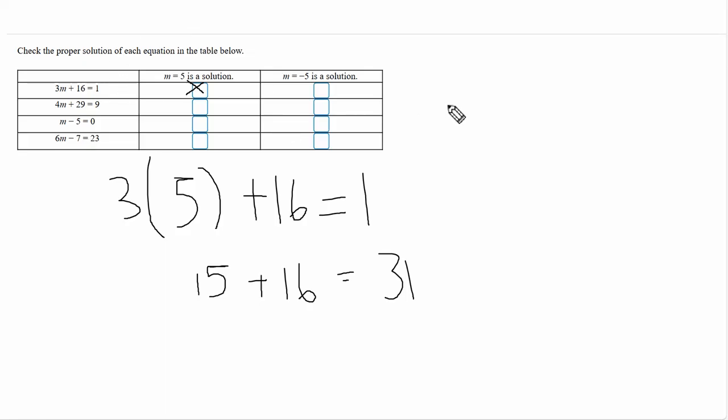Let's now solve the other side. 3m minus 5 plus 16 is equal to 1. Now, what is 3 times minus 5? Remember, 3 is a positive number. Minus 5 is a negative number. When you multiply a positive number by a negative number, what happens? The answer that you get is negative. I hope you remember these concepts because they'll help you along the way in this final.